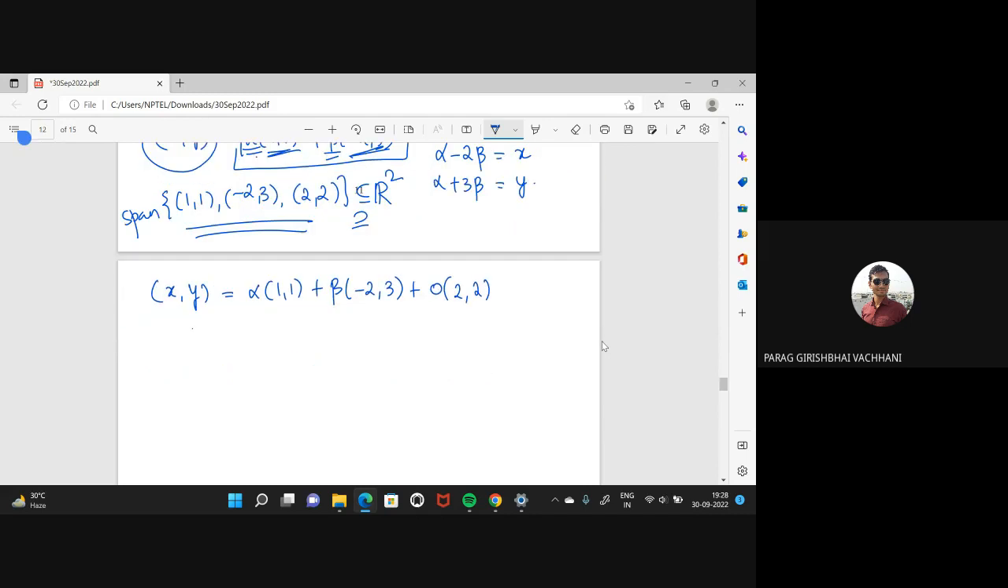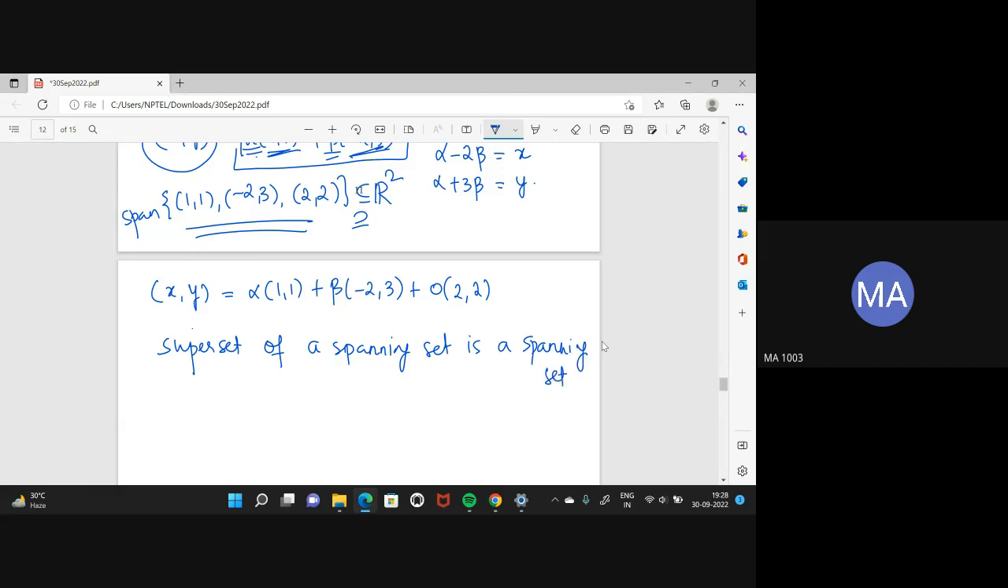Okay. So you are also allowed to put any other value. Yeah, you can put. But since you already know these two coefficients, put 0 for the third, right? Okay, madam. Okay, got it. But ma'am, if you put any non-zero coefficient, then also it will be a spanning set of that R2. Yeah. Okay. A superset of a spanning set is a spanning set. Agree? Yes, ma'am.